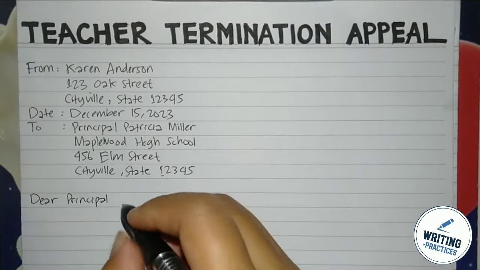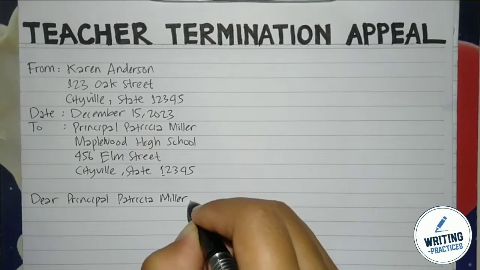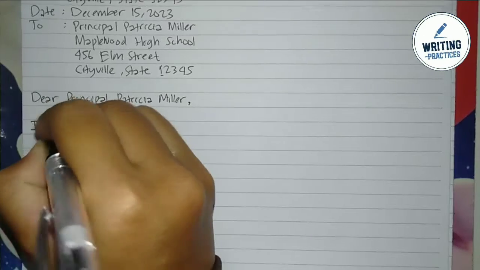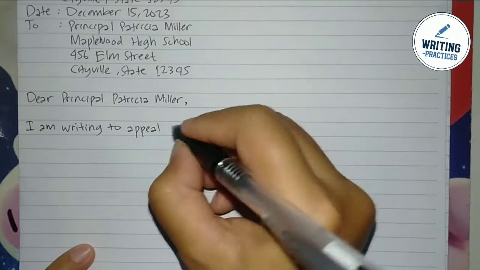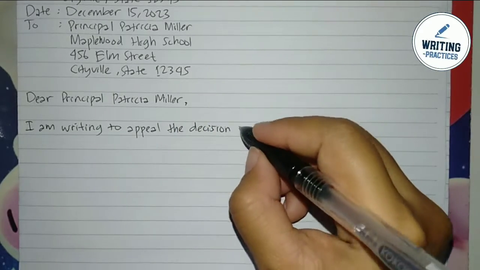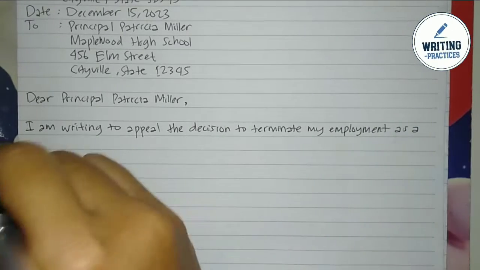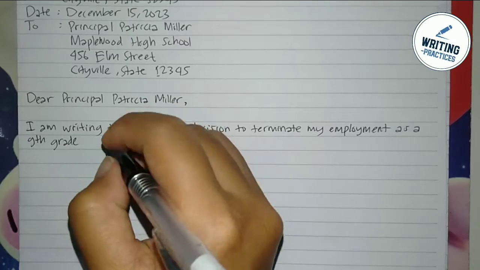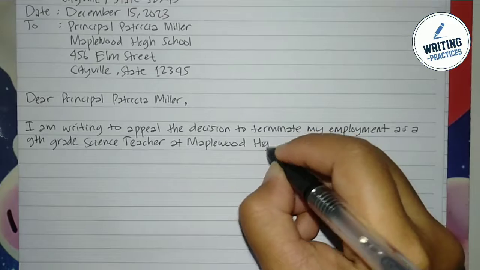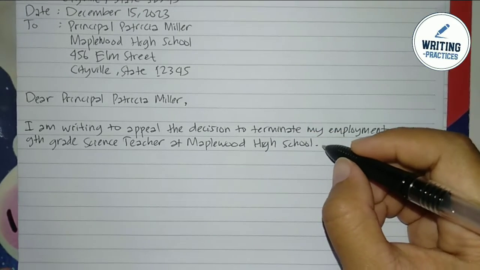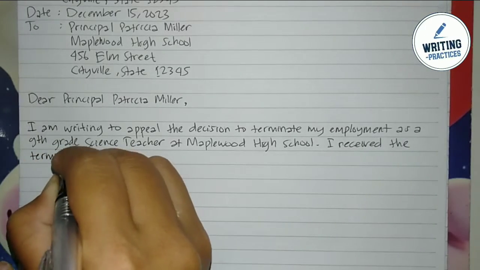And you can open the body of the letter with a salutation. Simply write, "Dear," followed by the name of the recipient. In the first paragraph, this is where you do introduction and appeal. After beginning the letter with a formal greeting, you can then introduce the purpose of the letter. Don't forget to mention your occupation in the school or institution, and mention the name of the school. For example, I am writing to appeal the decision to terminate my employment as a 9th grade science teacher at Maplewood High School.